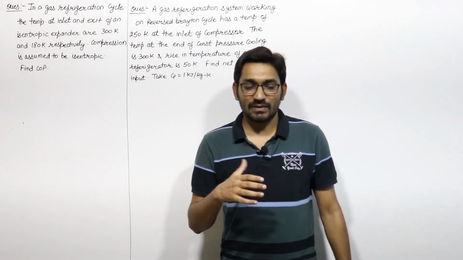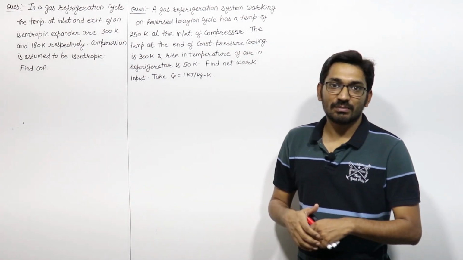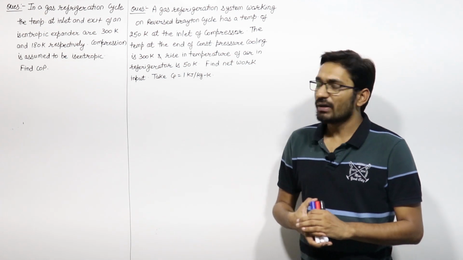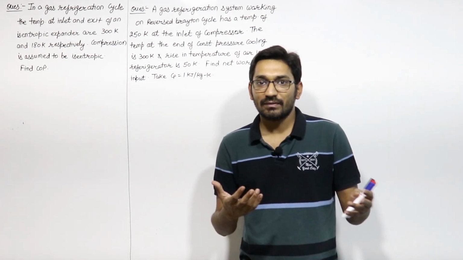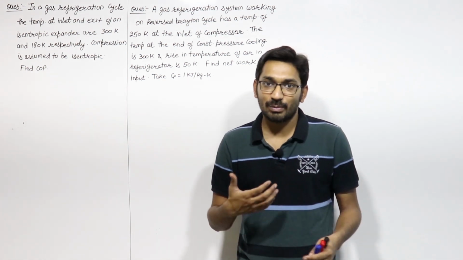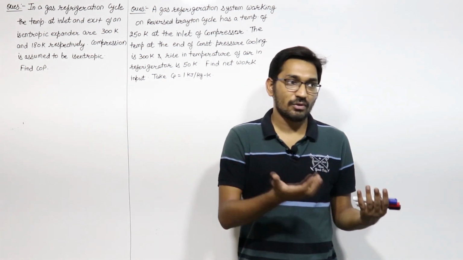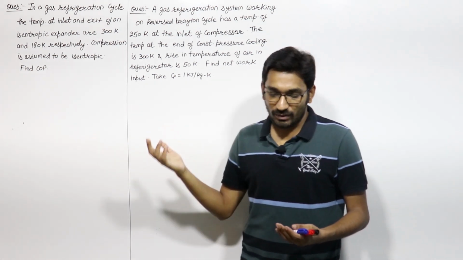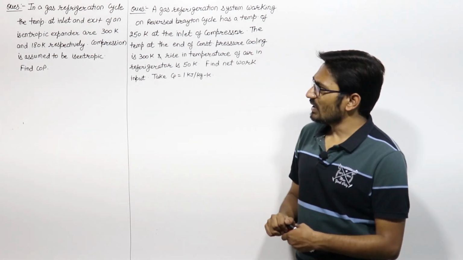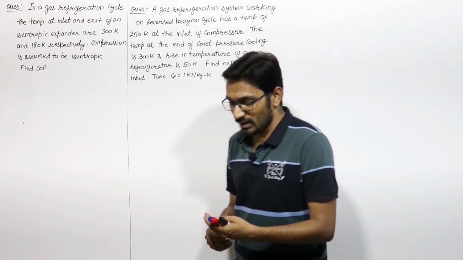Now let us solve some of the numericals on the reversed Brayton cycle. We already studied in detail how to find the COP and the various temperatures, pressures, and formulas for heat transfer and work done. We already saw all of this. Now let us solve some numericals. This first numerical is a very basic numerical.